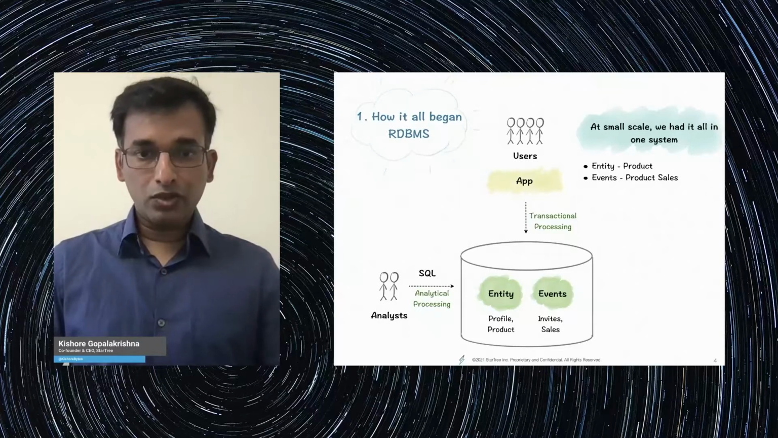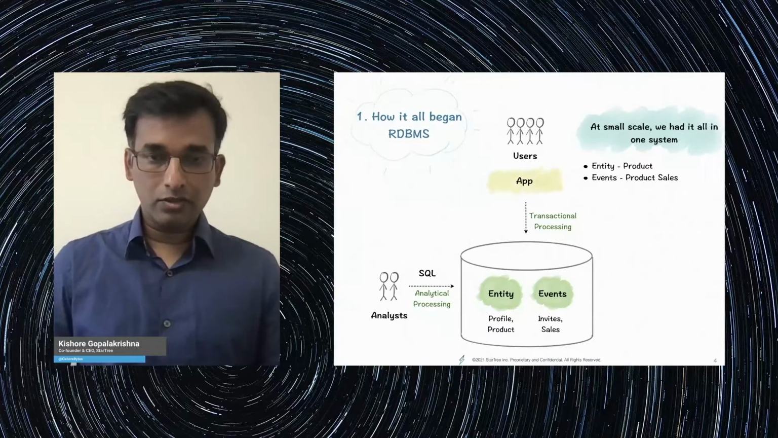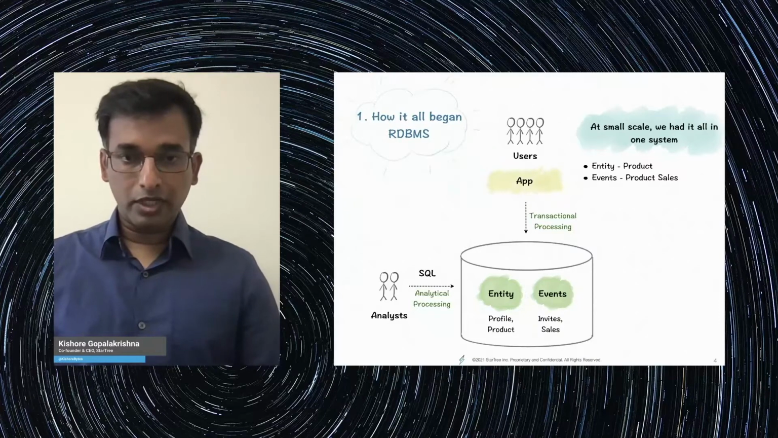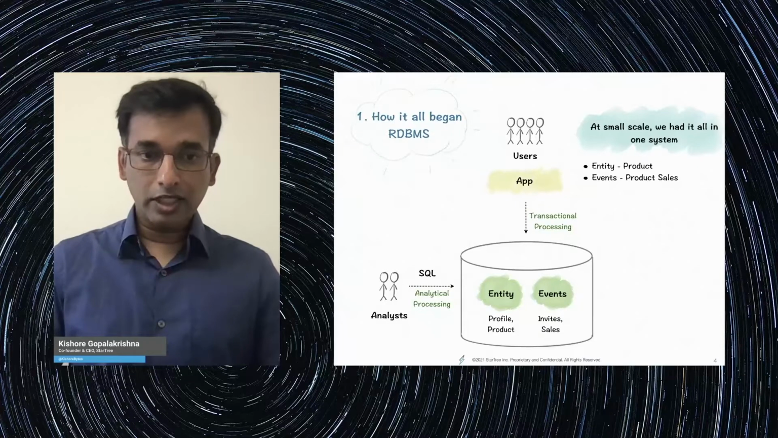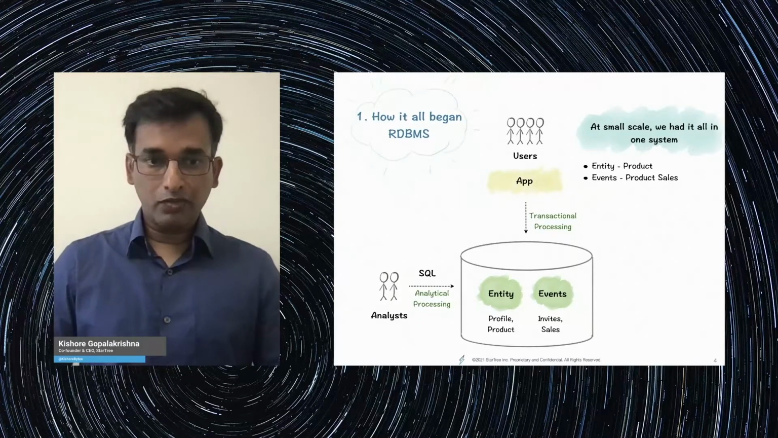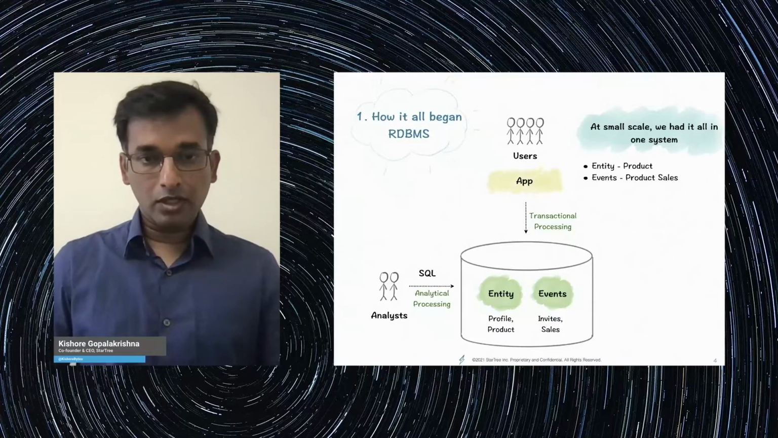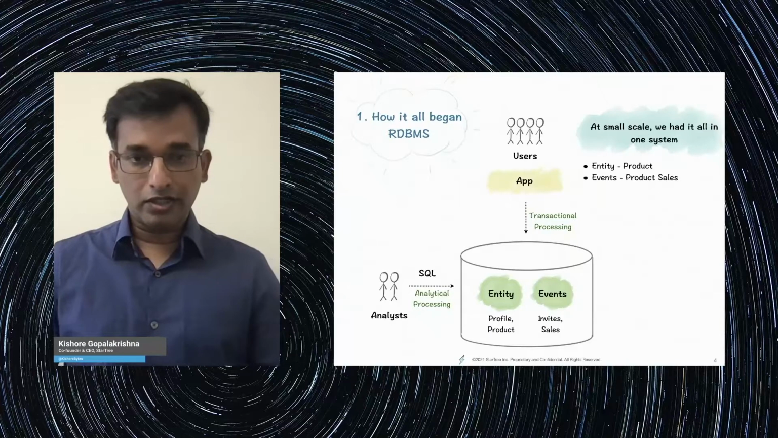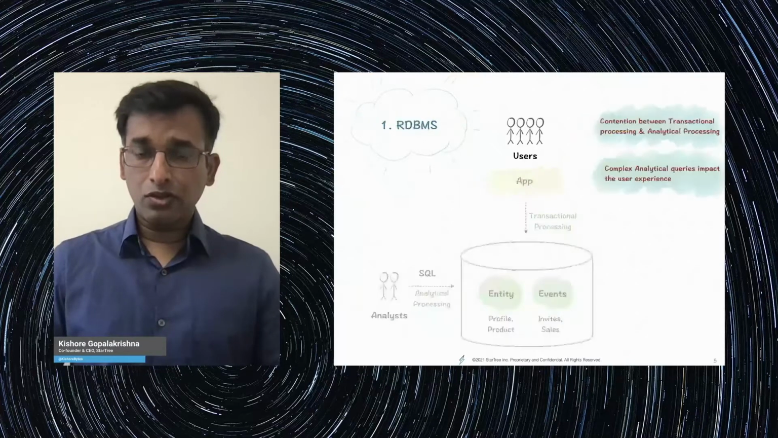When it started, it was all simple. All the entities and the events within a company were stored in a single Oracle instance. The external users were interacting through an app, and all the transactional processing was done on this database. At the same time, the analysts within the company were running their analytical processing queries on the same database. This was the happiest path for pretty much any engineer in their career, where everything is done on a single thing. But that doesn't last long.